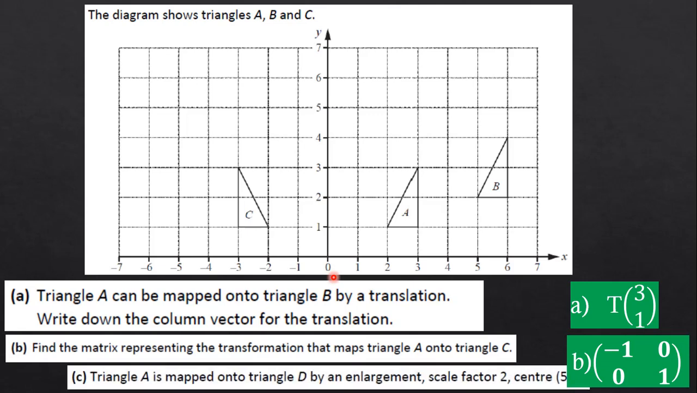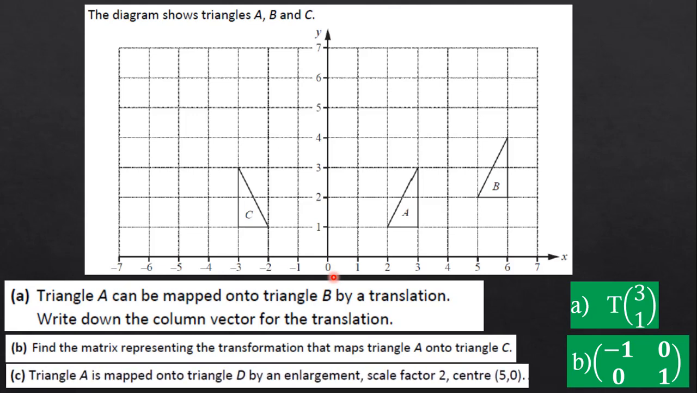In part 3, students, what you have to do is, triangle A is mapped onto the triangle D by an enlargement whose scale factor is 2 and the center is (5, 0). So let us first identify the center of this enlargement on the given Cartesian plane. It is moving 5 units in x direction and 0 unit in the y direction. So this should be your center. What we have to do is draw and label the triangle D using this enlargement.